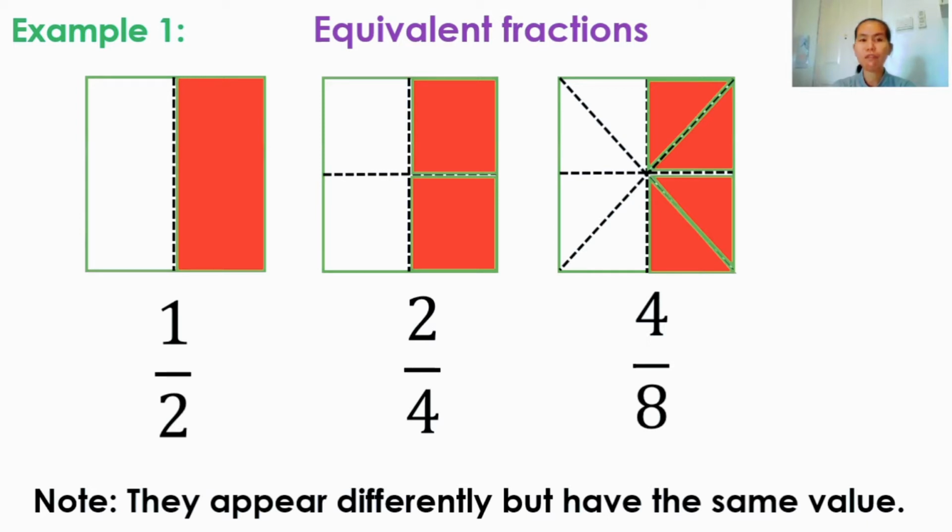Even though they appear differently, the shaded parts are of the same value. It means that 1 over 2 is equal to 2 over 4 is equal to 4 over 8. Therefore, 1 over 2, 2 over 4, and 4 over 8 are equivalent fractions.